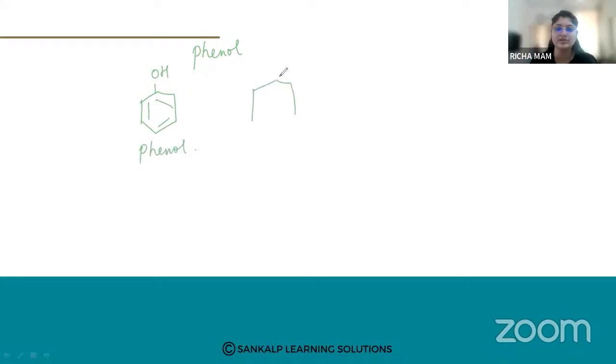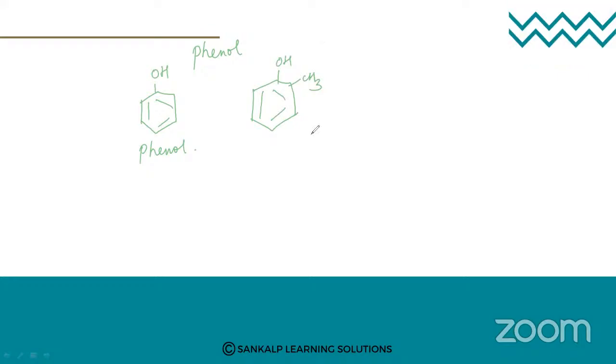And if there is a substituent on the ring bearing the phenol OH group, then you have to see the position. You know that the two and six positions are called ortho positions. So this is orthocresol. The name is orthocresol, or the other name is 2-methyl phenol. So this is a common name.